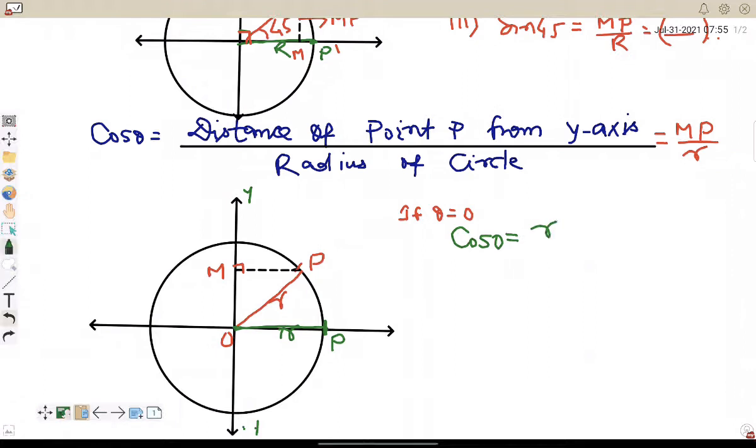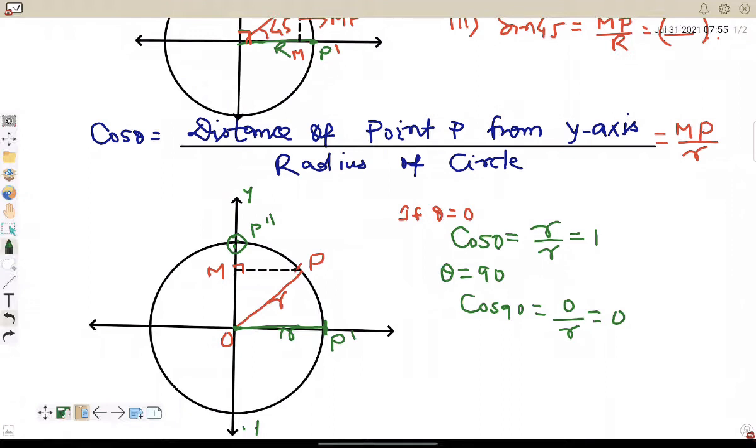We can write a small r divided by a small r, so this value is equal to 1. So cos 0 is equal to 1. If we take theta equal to 90 degrees, then what is the value of cos 90? If we take theta as 90 degrees, then point P lies here. So what is the distance of P double dash from the y-axis? You can check, this distance is equal to 0, and the radius is always r, so this value is 0. So cos 90 is equal to 0.